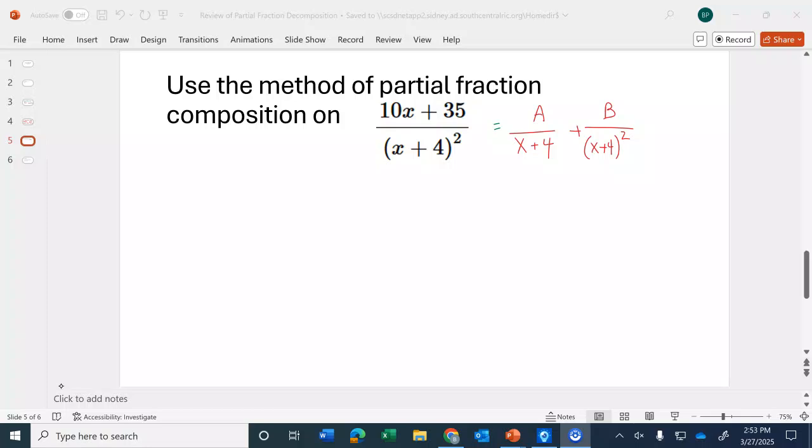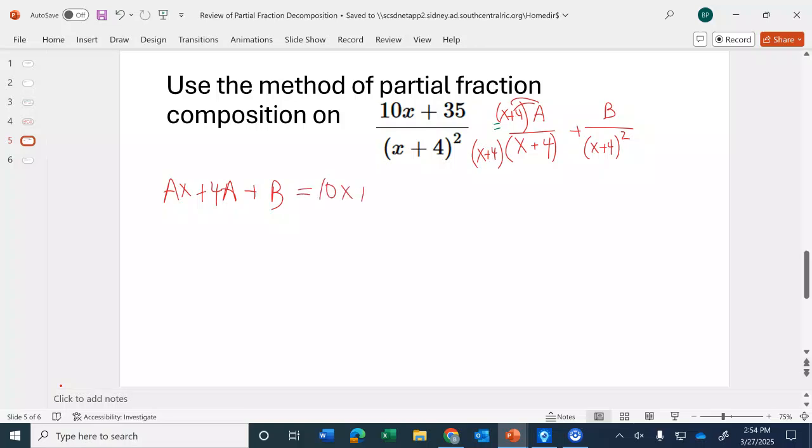Now that I have that, I'm ready to go to work. Looks like to get common denominators, the only thing I'm really going to need is to multiply top and bottom of the first one by x plus 4. I'll distribute through. I get ax plus 4a plus b. Now that has to equal my numerator in the original question, 10x plus 35.